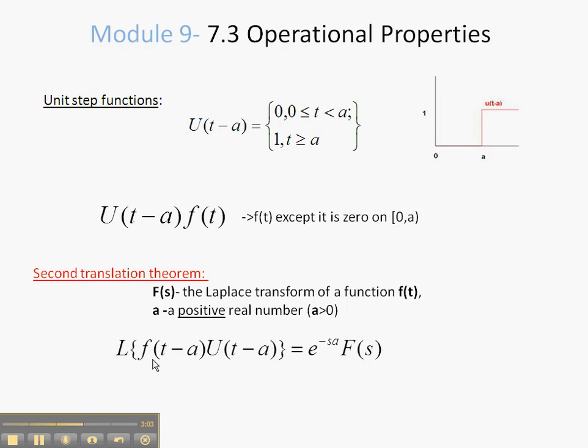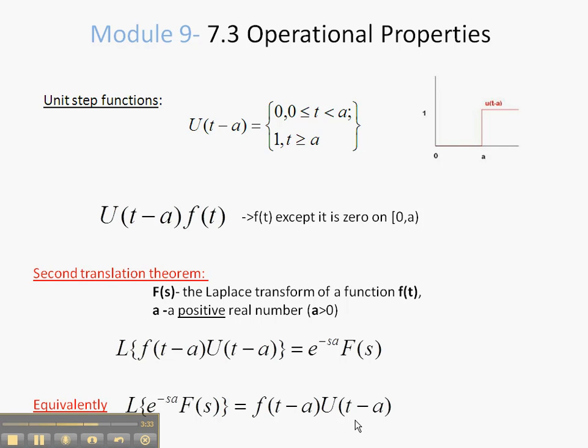So if I think of this function prior to it being shifted to t minus a, then I can find its Laplace transform, that's F(s), and then I multiply that times e^(minus sa), and I get the Laplace transform of this multiplication of f and u. Again, we can think of the other side as being equivalent. I can take the inverse Laplace transform of this function of s, e^(minus sa) times F(s), and get this maybe a little more complicated function, f(t minus a) times u(t minus a).